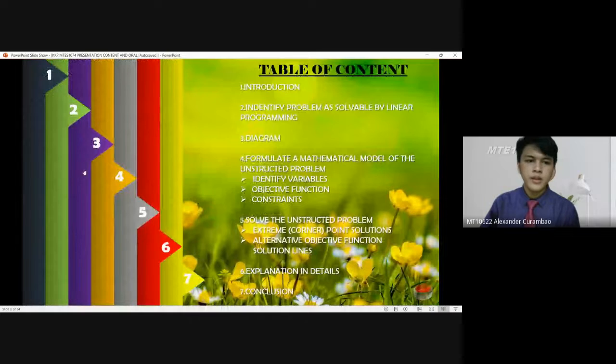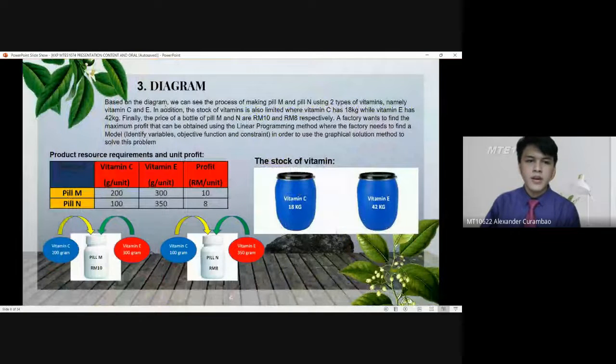Now we're going to the diagram. Okay, this is the diagram. Based on the diagram, we can see the process of making pill M and pill N using two types of vitamins, namely vitamin C and E. In addition, the stock of vitamins is also limited, where vitamin C has 18 kilograms while vitamin E has 42 kilograms. Finally, the price of a bottle of pill M and N are 10 ringgit and 8 ringgit respectively. A factory wants to find the maximum profit that can be obtained using the linear programming method, where the factory needs to find a model, which is to identify the problem, objective function, and constraints in order to use the graphical solution method to solve this problem.